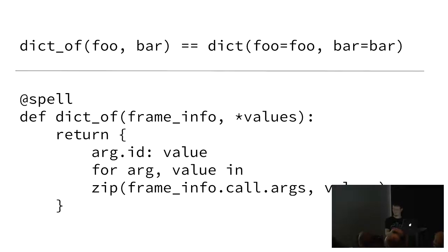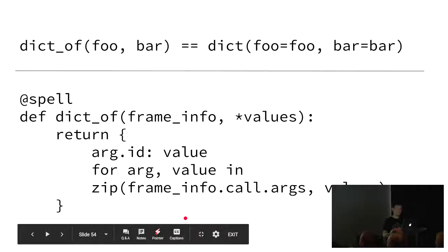Here's an example of a spell. This is a minimal implementation of the dict-off spell we saw earlier. It doesn't have all the features, but it has the basics. We simply pair up the AST nodes representing the arguments with the argument values. Here, arg.id is the name of a variable.